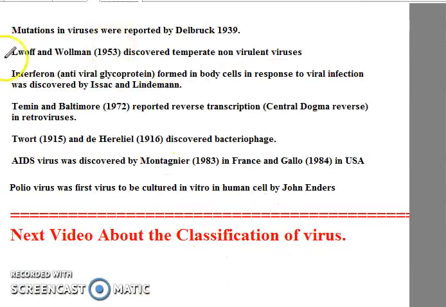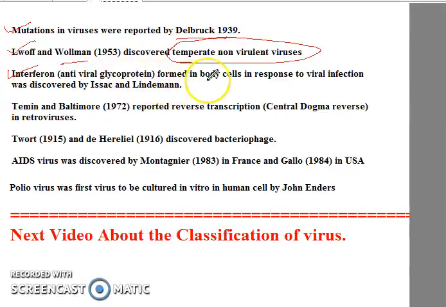Friend, later the mutation nature of virus, that it is highly mutable, was shown by Delbruck, Luria and Hershey. They discovered temperate non-virulent viruses, interference, and antiviral agents like proteins. I will discuss its mechanism later. Interferon, a response to viral infection, was discovered by Isaacs and Lindenmann.